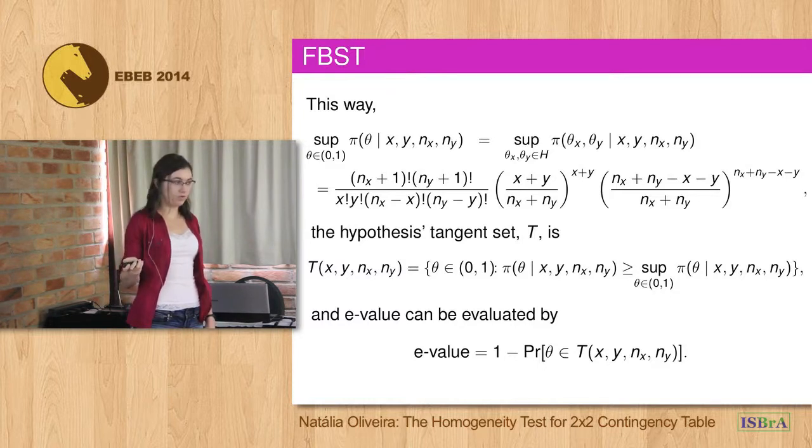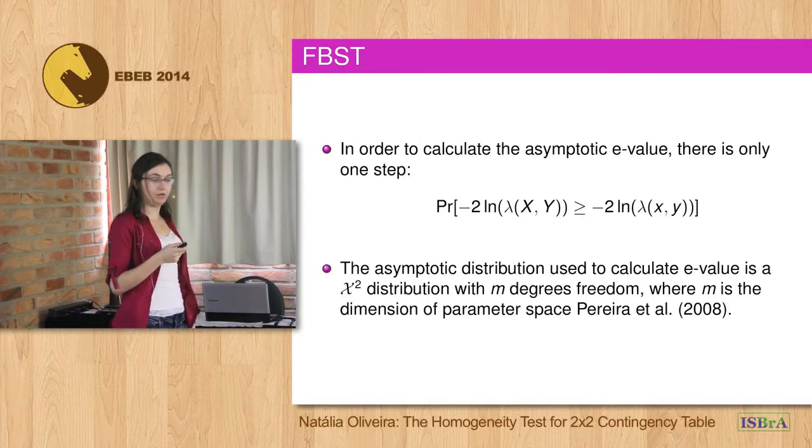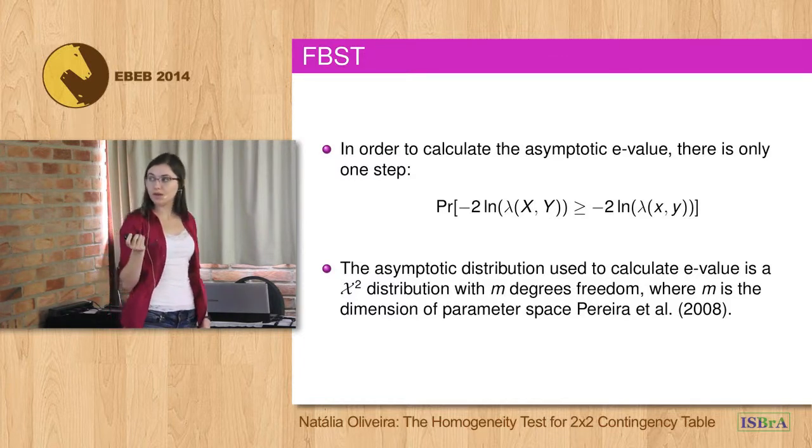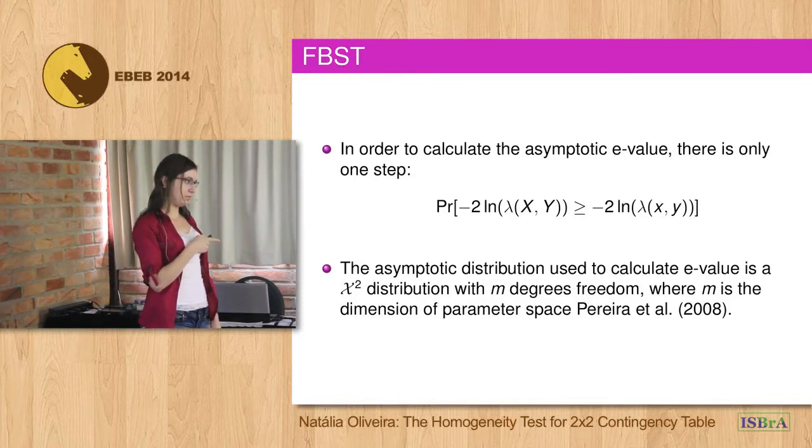In order to compute this probability, we use some numerical approximations like MCMC, and we also can obtain an asymptotic e-value. Using the same statistic from the likelihood ratio test, we have that -2 log lambda follows asymptotically a chi-square distribution, but the degrees of freedom are different from the likelihood ratio test. Here we have only m degrees of freedom, which is the parametric dimension.